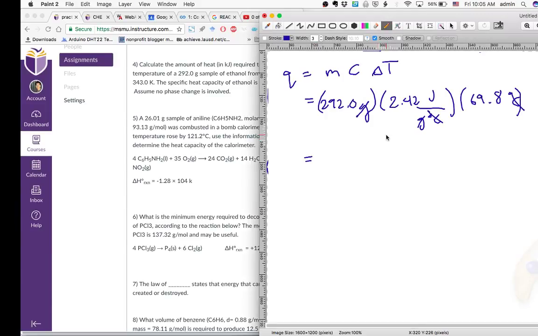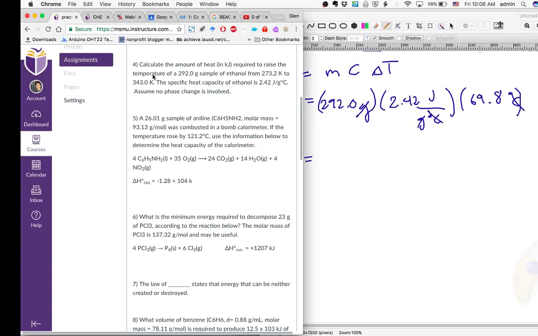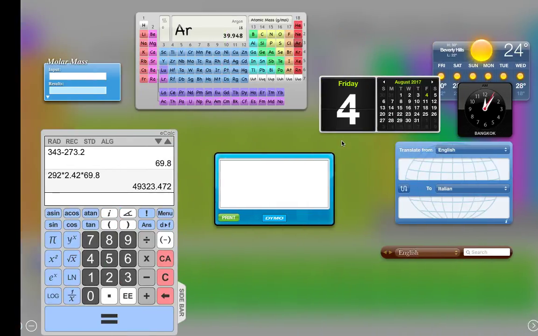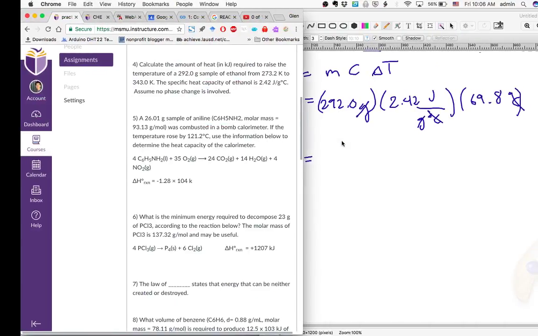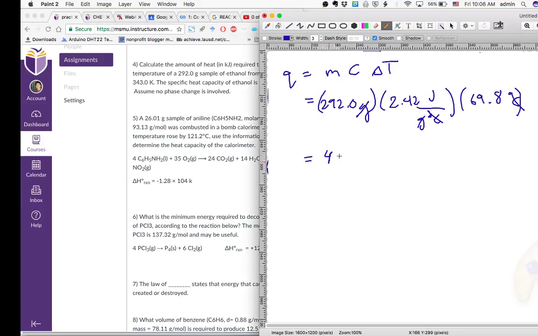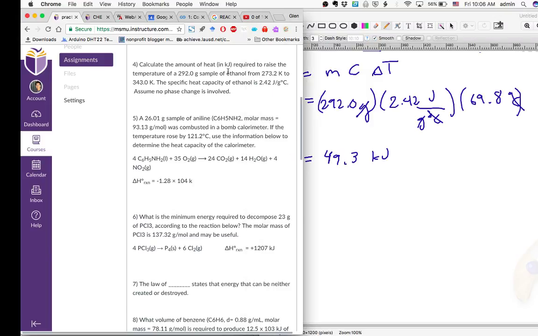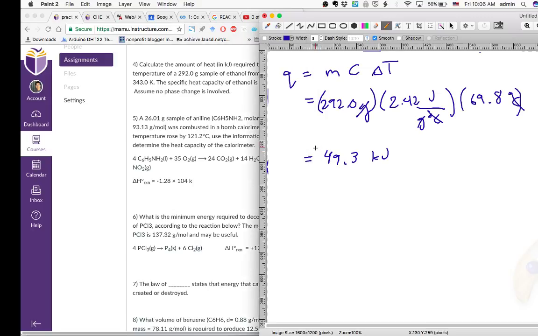49.323 kilojoules. Let's have a look at the significant figures. I've got 4 significant figures here, 3 here, 3 here. So the answer has to be in 3 significant figures. So that's 49.3 kilojoules. Is this going to be positive or negative? Let's check it out. Required. How much heat is required? It's going to be positive. So nothing is giving off heat in this case. We're putting in heat to that ethanol, that 292.0 grams of ethanol. That's how you do number 4.